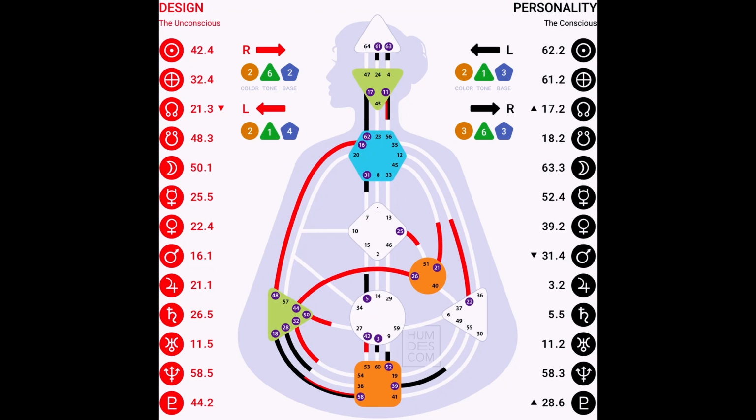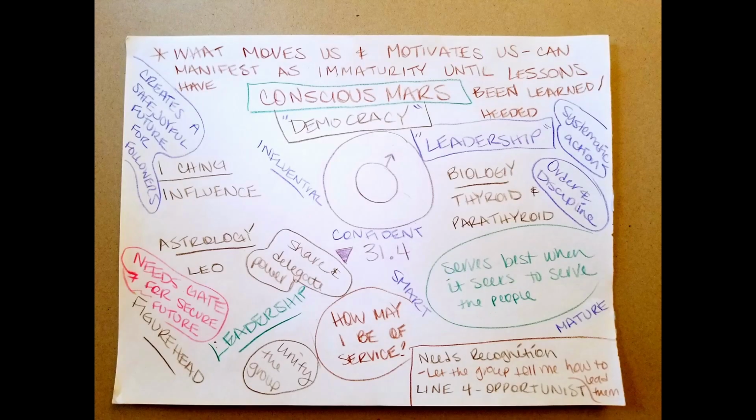Next, we have the conscious Mars. So that's the circle with the little arrow coming out the top right-hand corner. And your conscious Mars represents what moves us and motivates us, what can manifest as immaturity until lessons have been learned or heeded. For me, this is in gate 31.4, which is the gate of leadership and democracy. And the line associated with it is line 4 for opportunist.